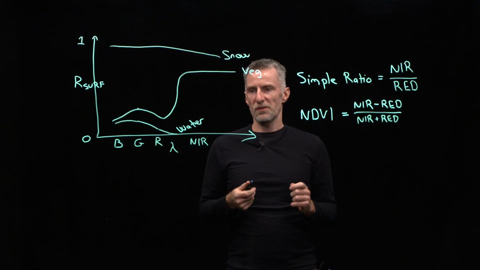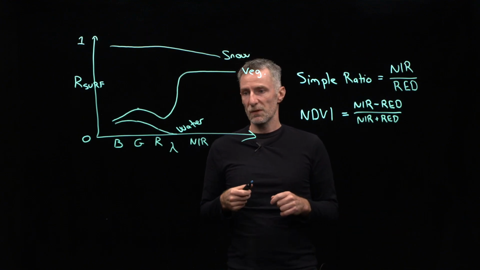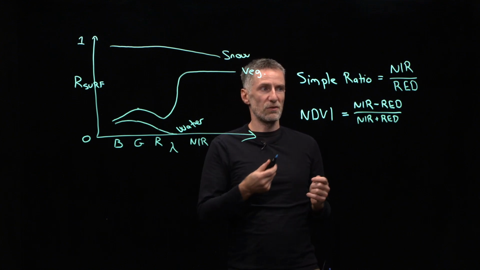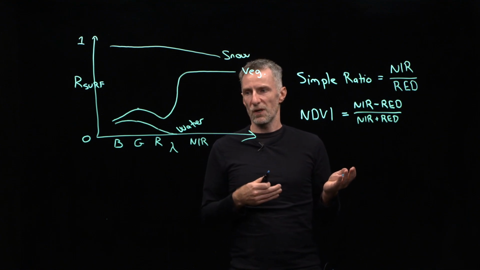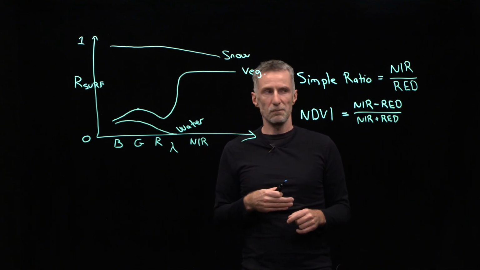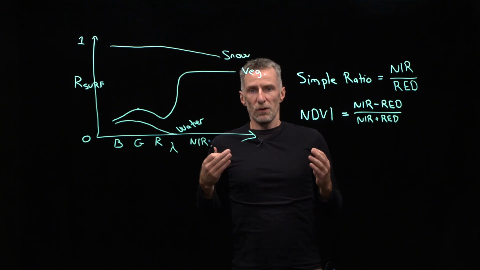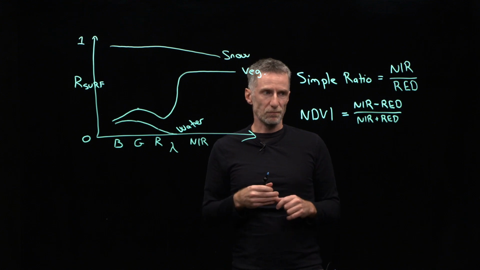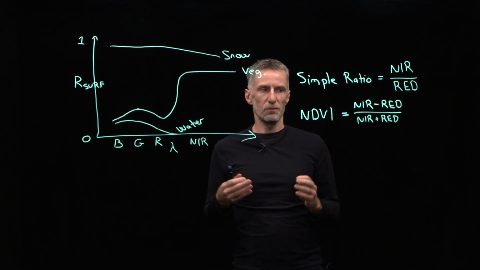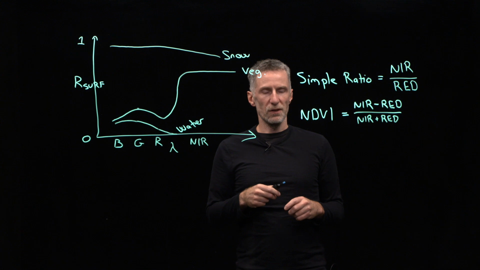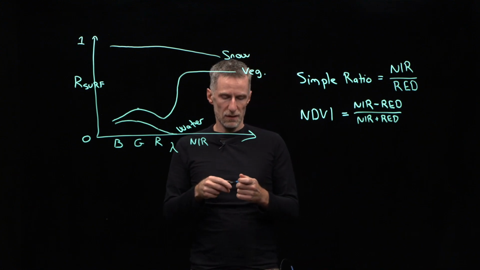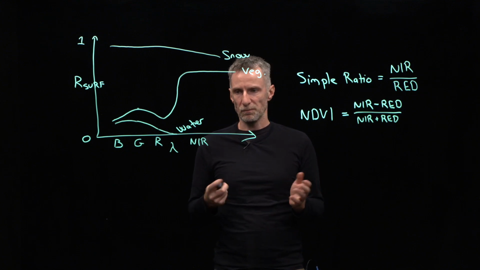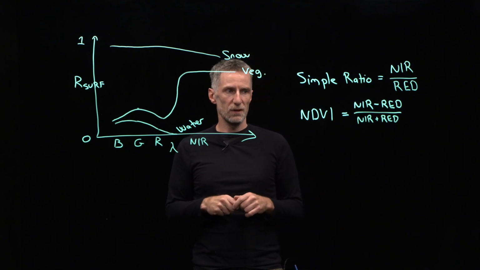NDVI has a couple of characteristics that make it preferable to the simple ratio. For example, if you have 0 reflectance in the red, the simple ratio calculation is going to give you an error because you cannot divide by 0. That's not a problem with NDVI. If you have very low red reflectances, the simple ratio can give you extremely high values that are difficult to deal with. NDVI, on the other hand, because of the way it's calculated, its value ranges from 1 as a maximum to -1 as a minimum. So that's a nicely bounded range.